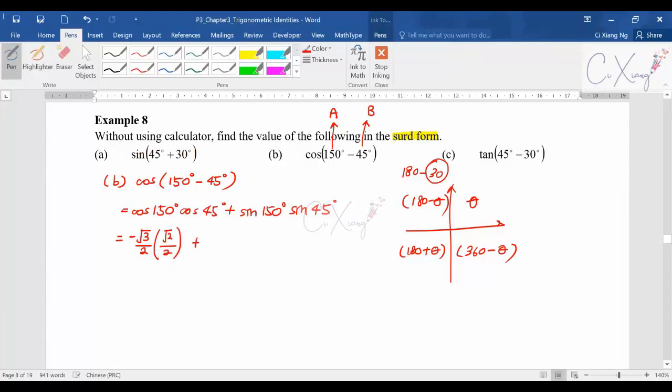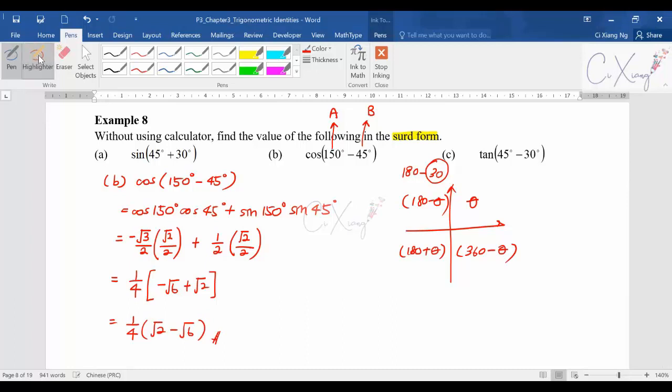Then for sine 150, again you look for the value of sine 30. So sine 30 is half. And in the second quadrant, sine is positive. Therefore, you have positive half. Sine 45, again, if you follow the calculator or the triangle, you should have square root 2 over 2. After that, if you want to simplify it, you can factorize out the 1 over 4. And after that, you have negative square root 6 plus square root 2. If you want your answer to look better, you can rephrase it as 1 over 4 times square root 2 minus square root 6.